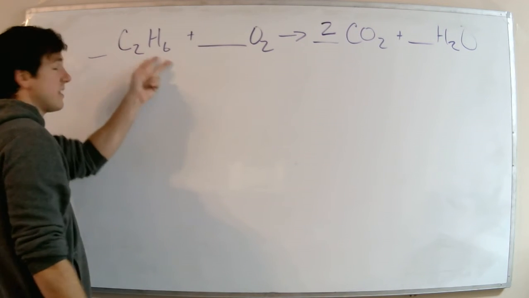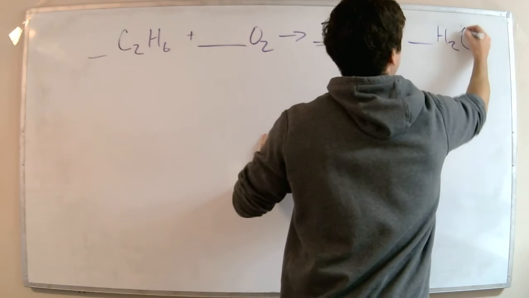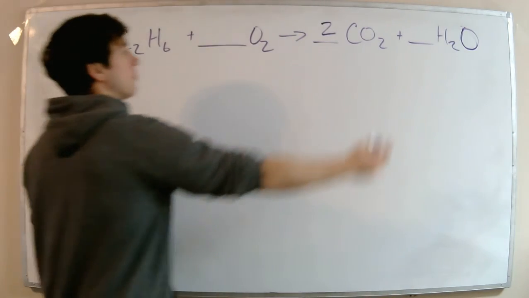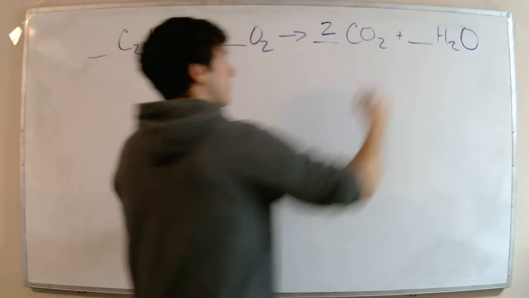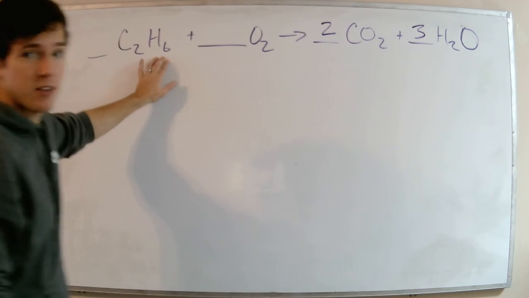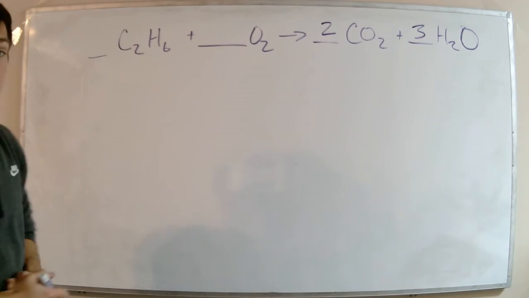I got 6 hydrogens over here. I only have 2 hydrogens on my right side. So what am I going to have to put in front here to get 6 hydrogens? A 3. Now I have 6 hydrogens. Now let's look at our oxygens.